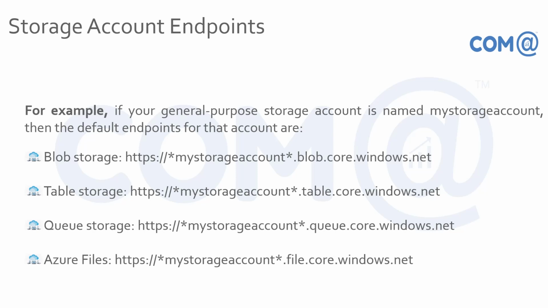If it is a table storage, the endpoint name will be mystorageaccount.table.core.windows.net. If it is a queue storage, the endpoint name will be mystorageaccount.queue.core.windows.net. And if it is the Azure file service, the endpoint name will be mystorageaccount.file.core.windows.net.